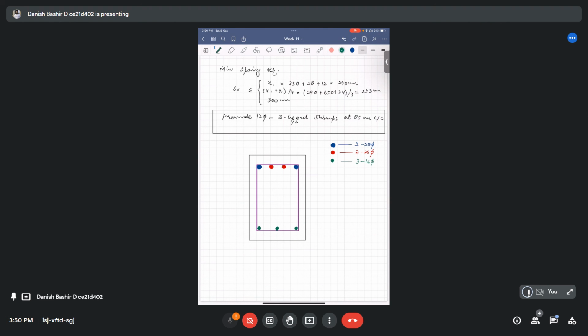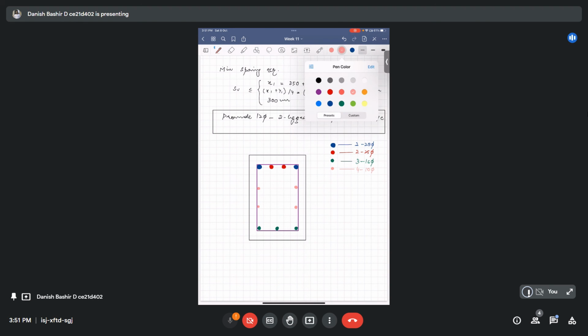We've also provided the side reinforcement. We provided 4 bars, two from each side. One here, another here, one here, another here, and this coding is 4 numbers of 10 phi bars in diameter. Okay.